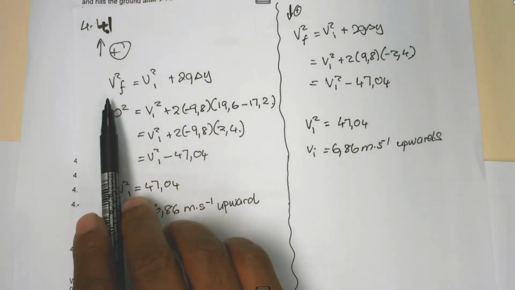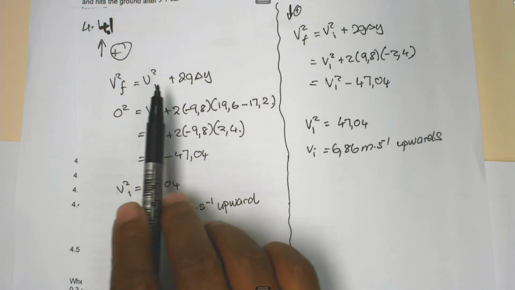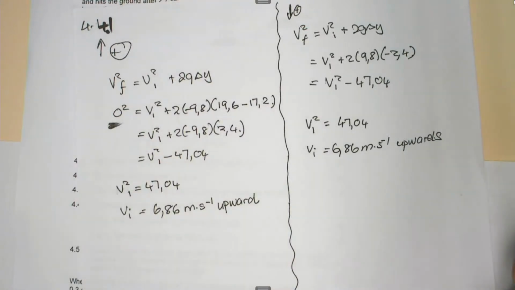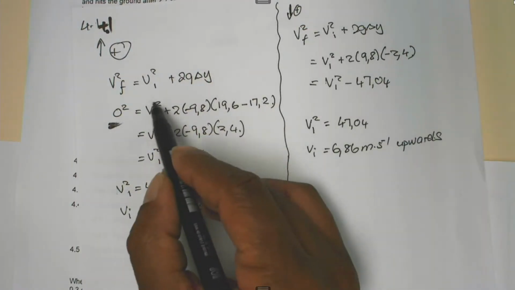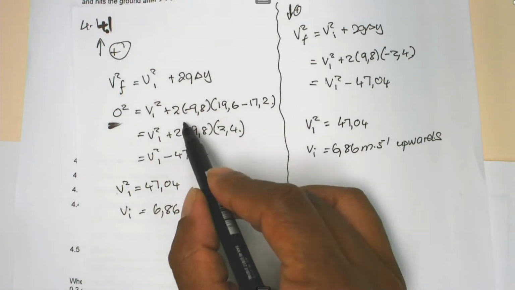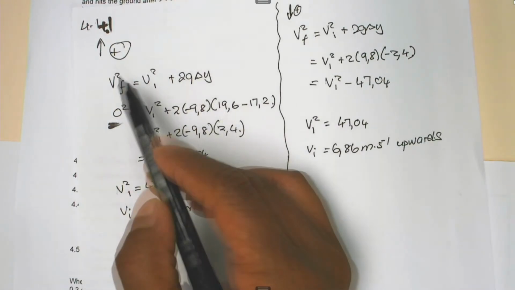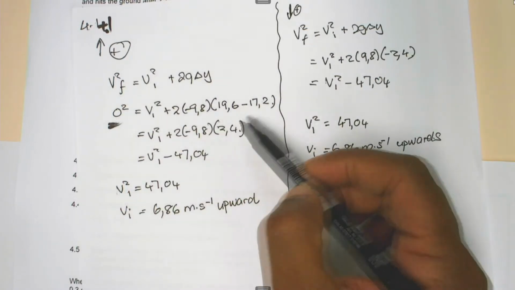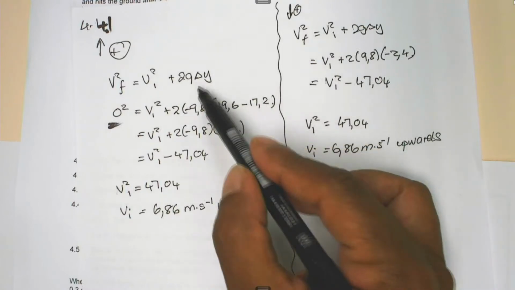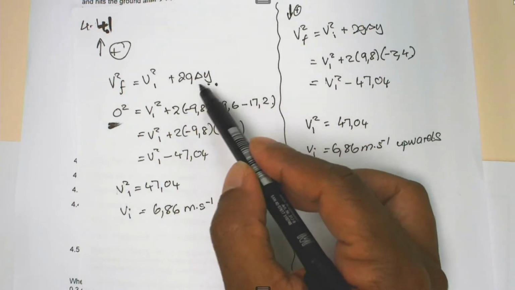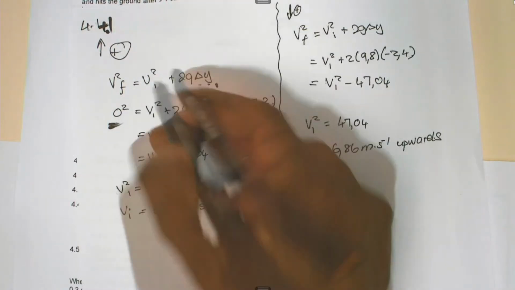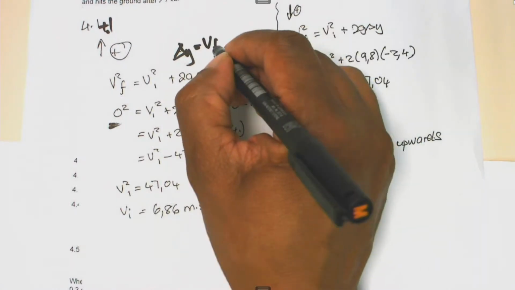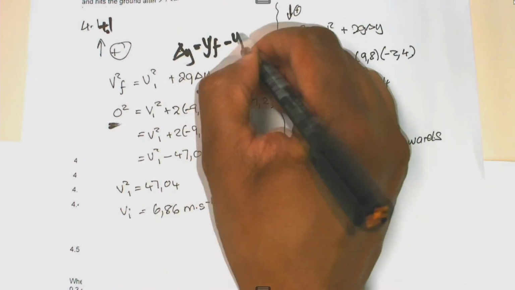V final squared will be equal to V initial squared plus 2g delta y. Finally, it is the same as when we are using time: it is equal to 0. V initial we don't know, plus 2 into negative g, because we said anything going up is positive, so your g becomes negative. Here we have a change in displacement, or change in position. So what does it mean? It means we still have change in y, which is equal to y final minus y initial.